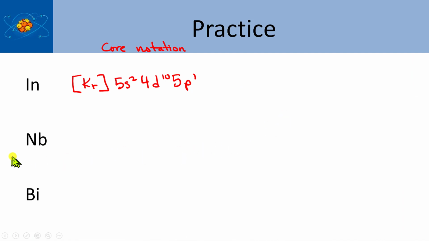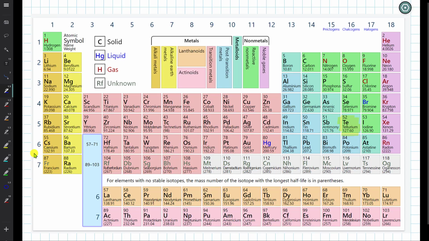And the next one would be niobium, Nb. So again, we've got to go find that on the periodic table. And where is it? Element 41. So it's right here. And we'll do this one the way you should be doing it by now, hopefully. You'll notice that it's in principal quantum energy level 5. So that's 5s and that's 4d.